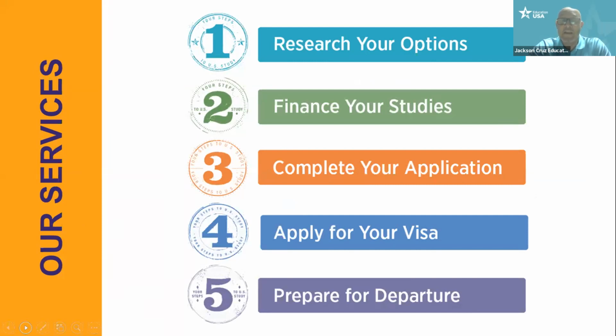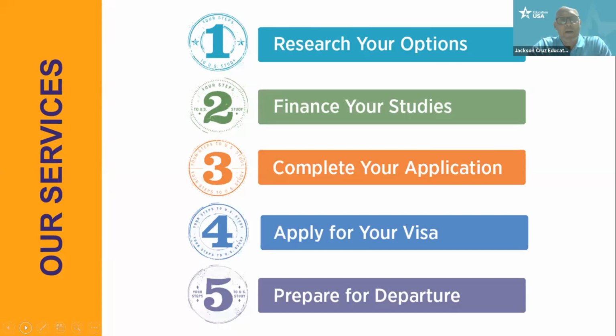The first one being researching your options, from choosing that right university is the right fit for you, that has the right programs or major, academic programs and extracurricular activities per se. We also help out in how to finance your studies, looking for different scholarships or financial aid and the different requirements that you need to meet in order to apply for merit-based scholarships, for example, or talent-based.